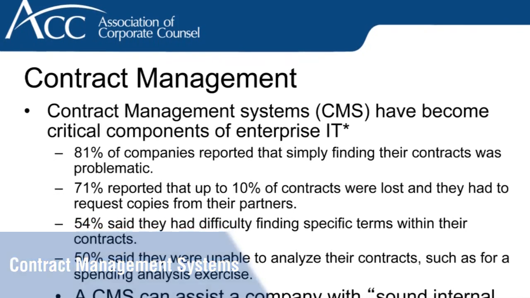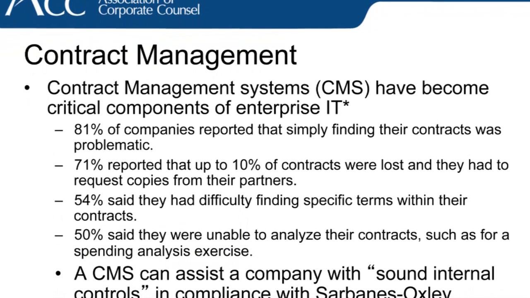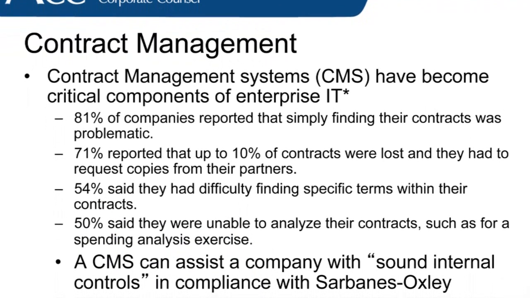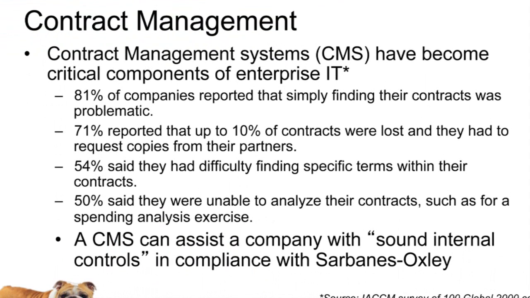You see here on the slide some of the results of a survey by the IACCM. Some of the notable things here are that 81% of companies can't find copies of their contracts, or they can't find signed copies and they have to ask the other side for a copy. That's always a little difficult when you're trying to rattle your saber and you don't have a copy of the signed contract and have to ask the other side for one.